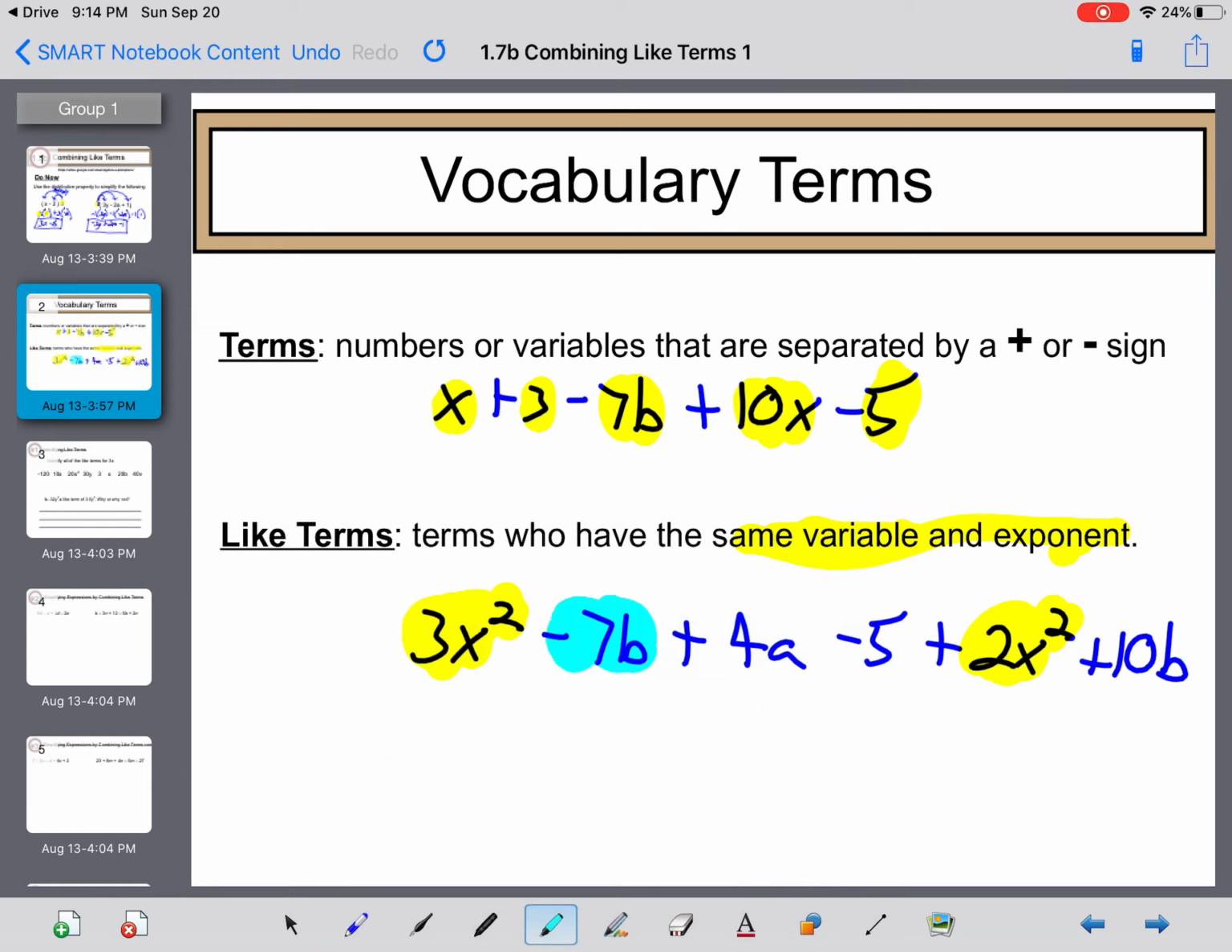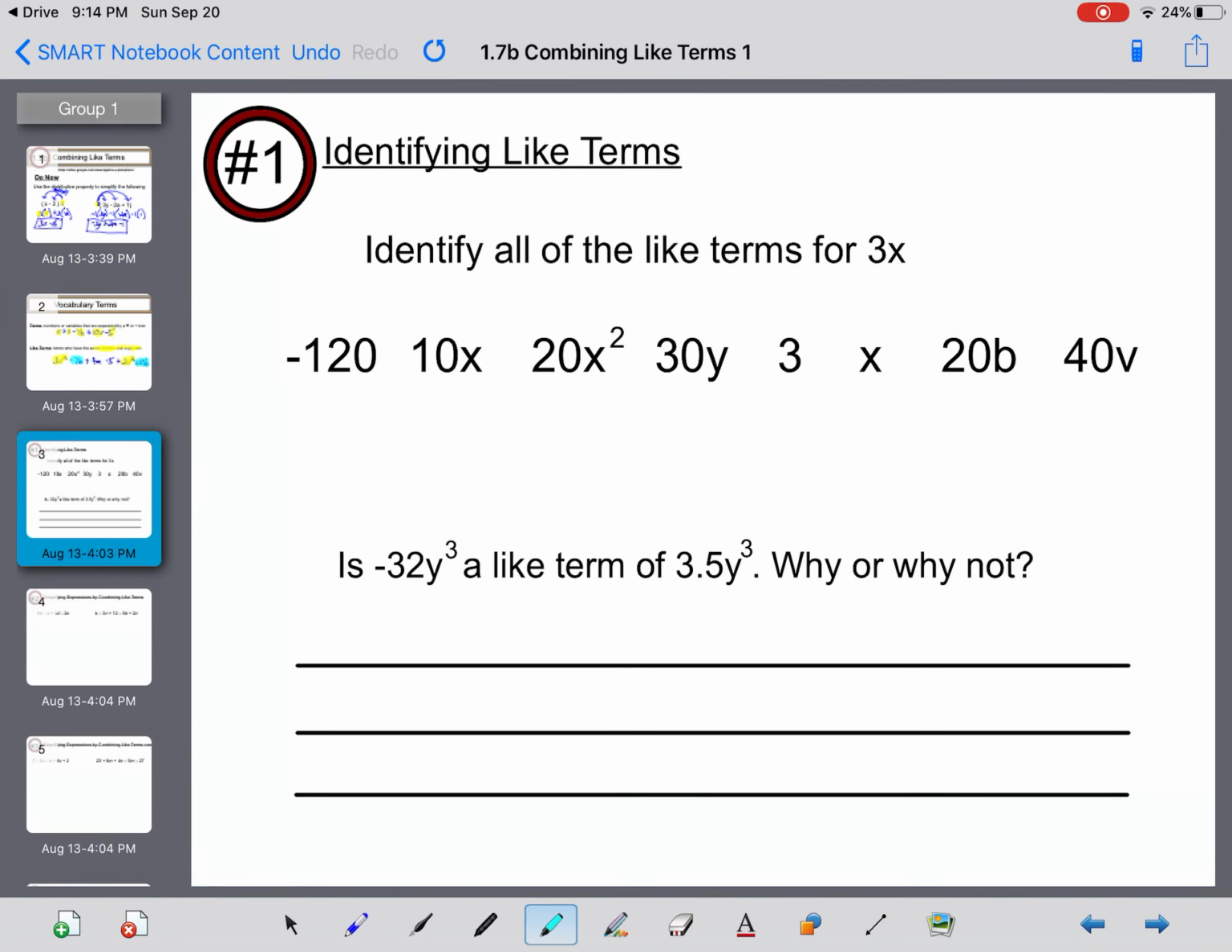If you keep looking, I see a negative 7b and a positive 10b. Those are like terms. 4a, I don't see another a in there. And minus 5 is just a regular constant, a regular number, and there's no other plain number in there. So those do not have any like terms.